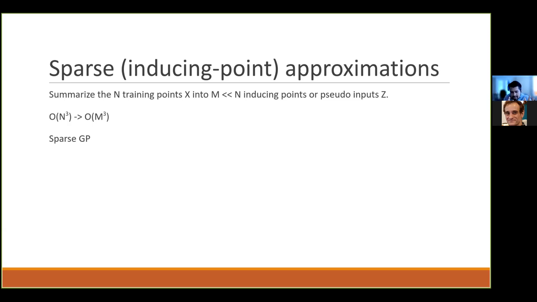We are compressing the data set into a small number of summary data points, limited to at most m, where m is very small compared to n. In that case, if we run the Gaussian process on the smaller data set, it would take much less time. If we use this approach, we refer to it as a sparse Gaussian process.